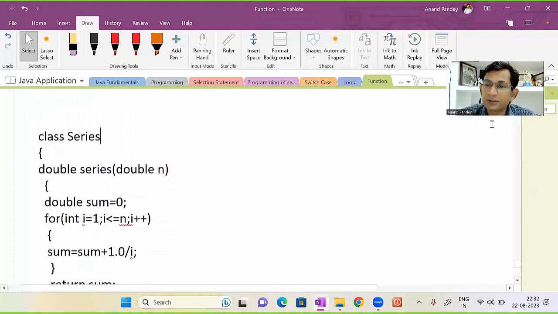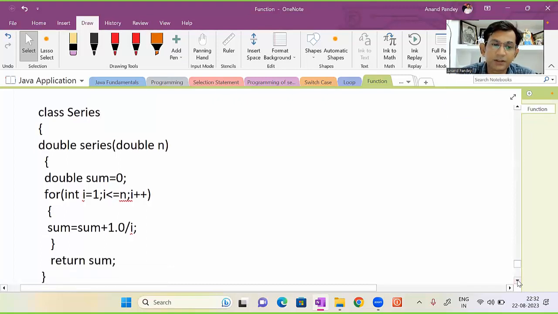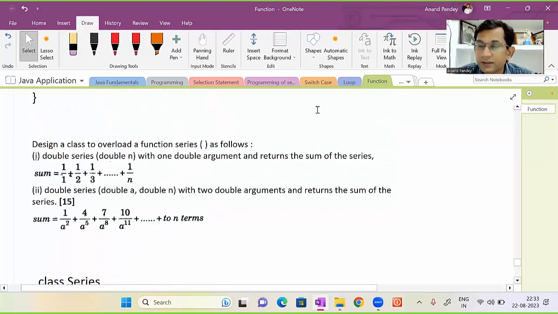The first series was 1 by 1, 1 by 2, 1 by 3, 1 by 4, like that up to n terms. So here n is for the number of terms. In the case of series, we require the number of terms, so the variable n is for that only. It is written with one double argument and returns. Please read the function. Read the question thoroughly, properly. It is said it returns the sum of the series. We have to calculate the sum of this series and we have to return it also.